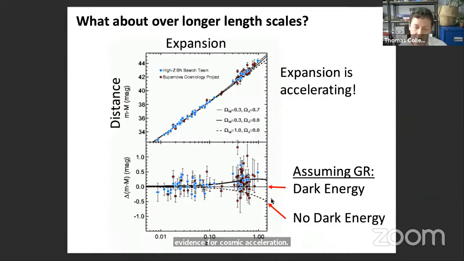So to solve that, if you assume general relativity is correct, then you need to introduce some weird fluid that we call dark energy, something that we don't understand very well and that we don't really have a physical motivation for, other than the fact that we need to add it in to solve this model.